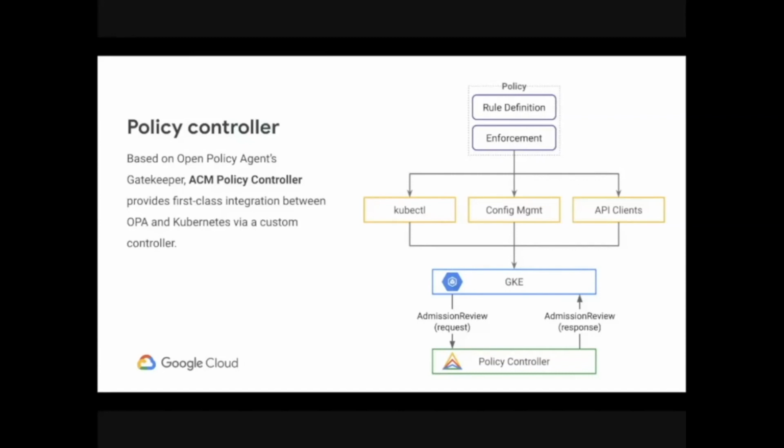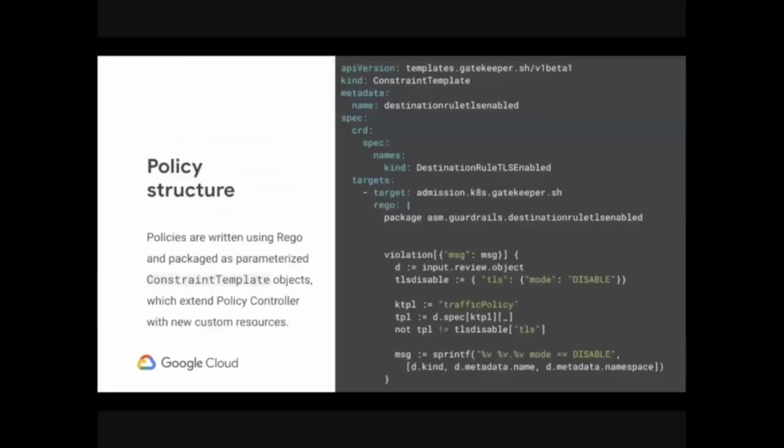So in general, you can set these policies in your ACM repository, and then GKE will take these policies and, talking with the policy controller, check if any of the changes being requested is allowed or not. So if it's not allowed, it can reject these changes. So to do that, we need to define these rules.